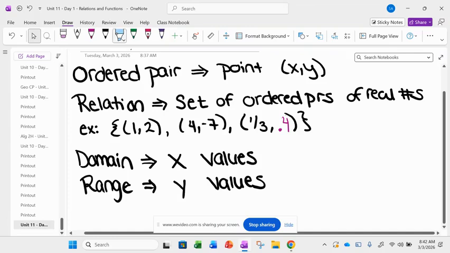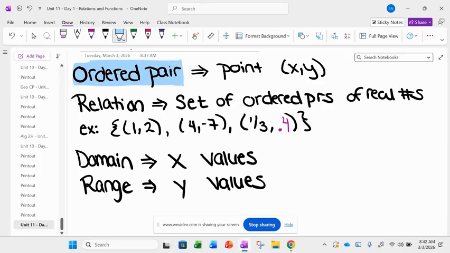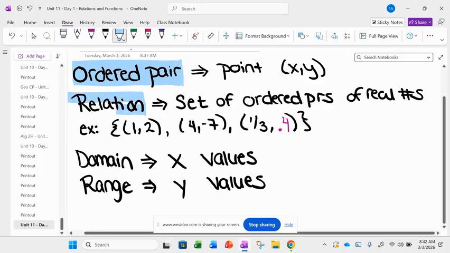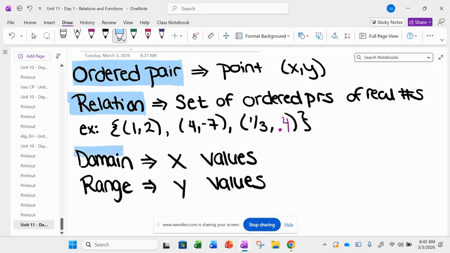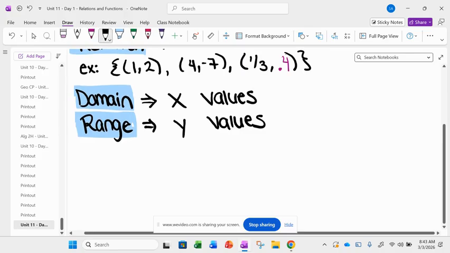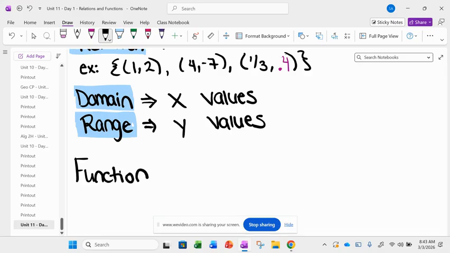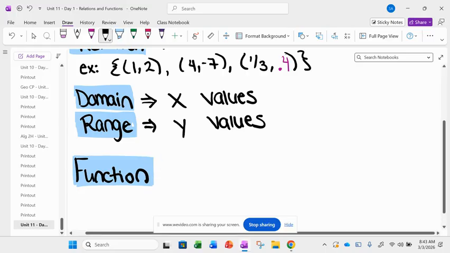Okay, here's a big one. So let's highlight all these vocabulary words. Next one is a function. I don't know why this is always such a hard concept. I'll try to simplify it for us. I'll give you the definition, but then I'll try to simplify it.